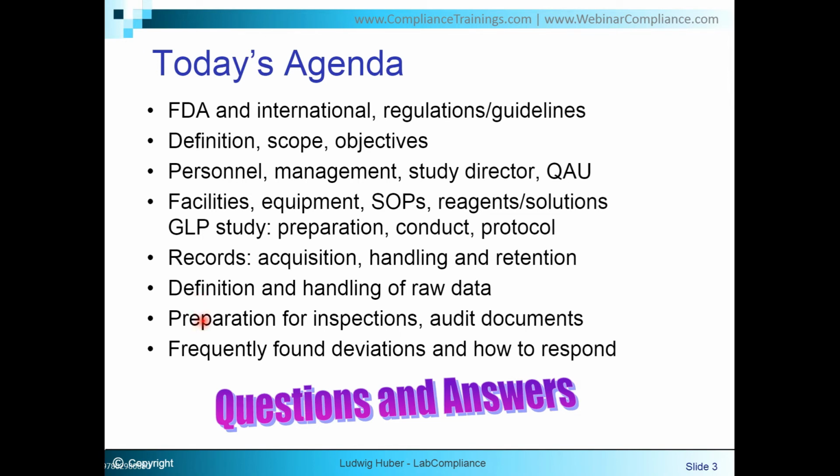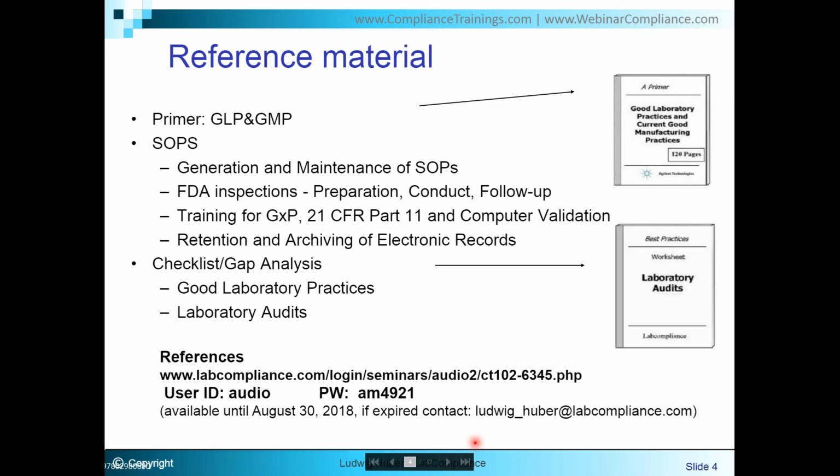Preparation for inspections, we also will talk about it because FDA will come in and look if you did meet all the requirements which have been listed as GLP requirements. They also will be looking at audit documents. That is the reason why we also talk a little bit about internal audit. And at the end, I will have a couple, maybe 5 or 6 slides, maybe a little bit more, where I list the frequently found deviations during FDA inspections and how you should respond, just to give you some ideas about handling FDA inspections.